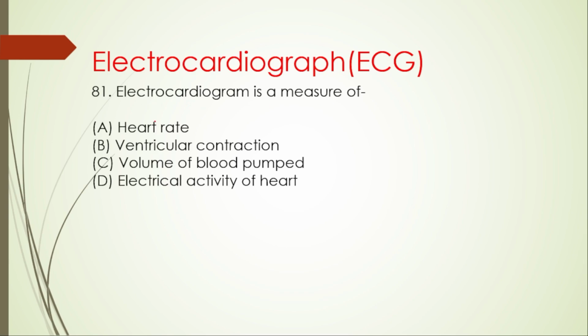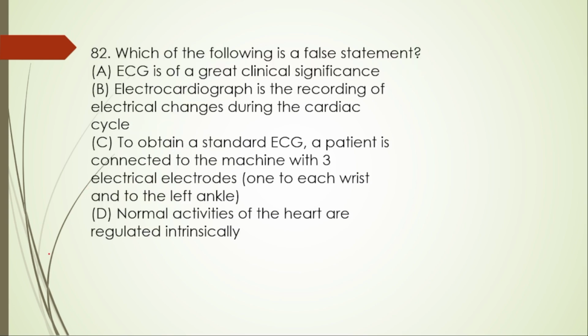81. Electrocardiogram is a measure of A, heart rate, B, ventricular contraction, C, volume of blood pumped, D, electrical activity of the heart. So here the right option is D, electrical activity of heart.